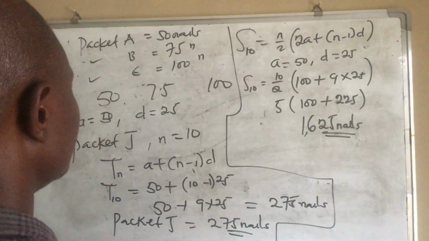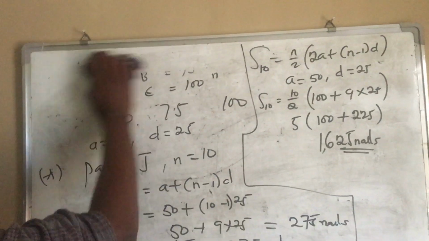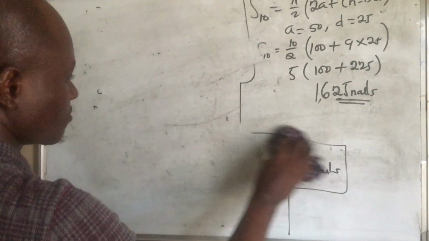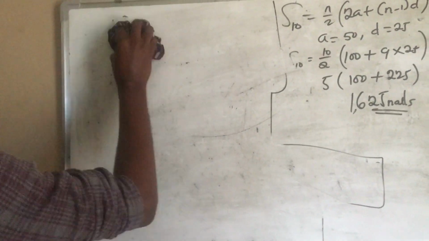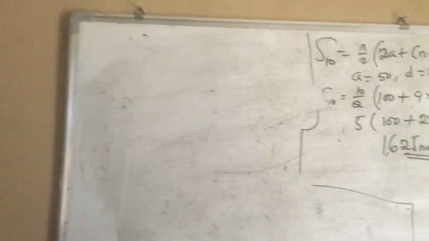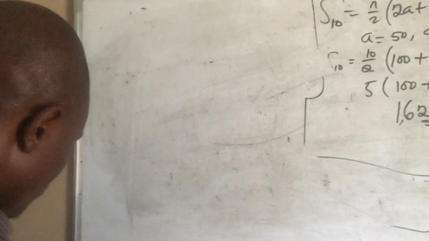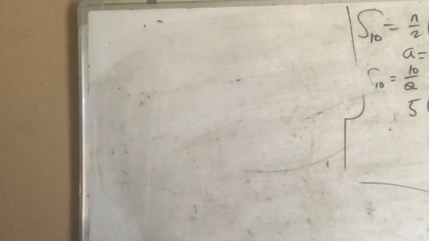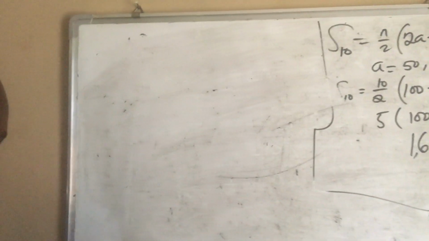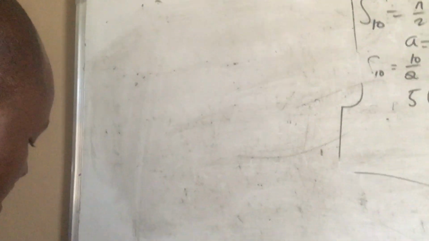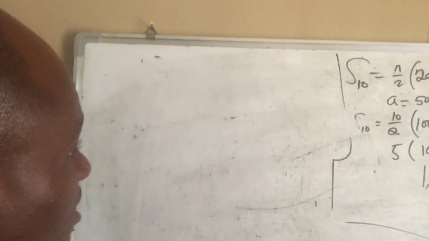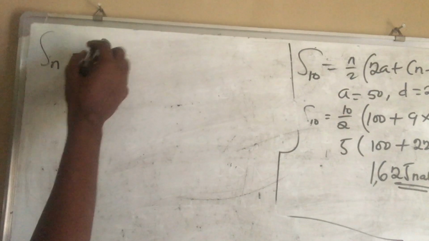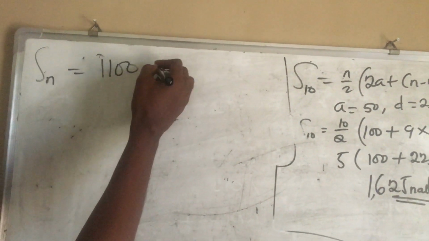Now to part C of the question. Assuming he buys each of the packets starting from A, how many packets does he need to buy to have a total? They are giving us that Sn is 1100 nails, and we don't know n.